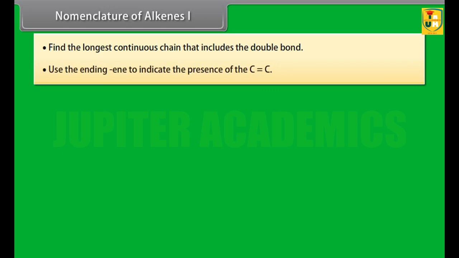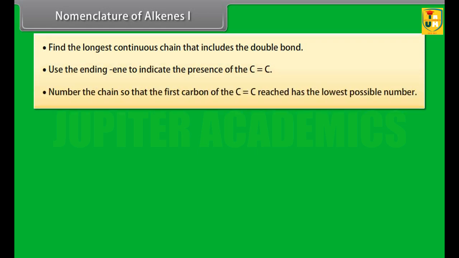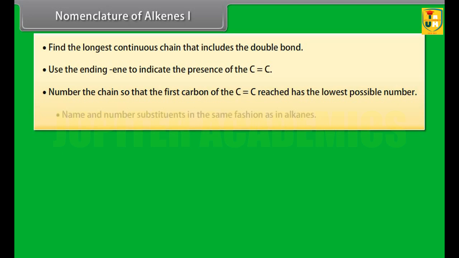Nomenclature of alkenes. Part 1. Step 1. Find the longest continuous chain that includes the double bond. Step 2. Use the ending "ene" to indicate the presence of the carbon-carbon double bond. Step 3. Number the chain so that the first carbon of the carbon-carbon double bond has the lowest possible number. Step 4. Name and number substituents in the same fashion as in alkanes.